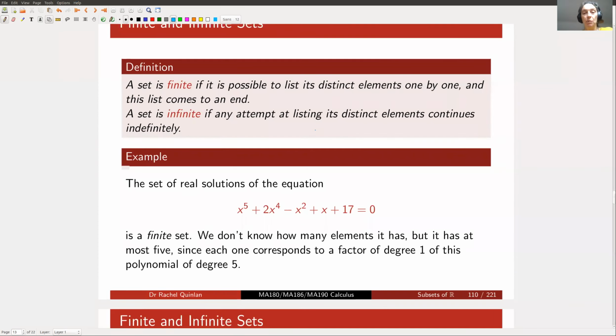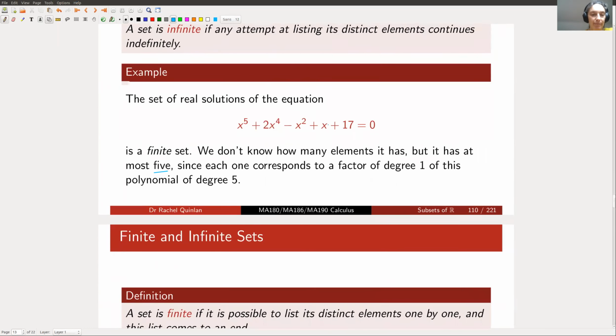And the reason for that is, we know from our knowledge of algebra and polynomial equations that every real solution of that equation corresponds to a linear factor of that polynomial, and there can be at most 5 of those. So it may not have 5 real solutions, but it certainly can't have more than 5. So we can say for sure that's a finite set, even though we might not know immediately how many elements it has. We can say that it has no more than 5. So sometimes it's possible to know that a set is finite without being able to specifically count its elements.